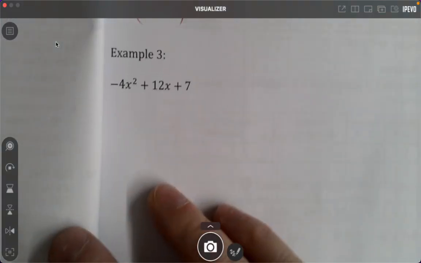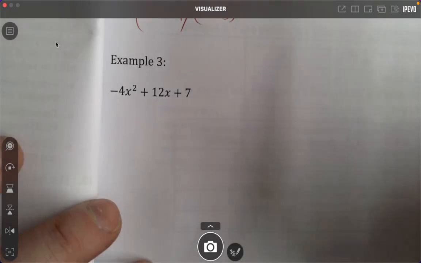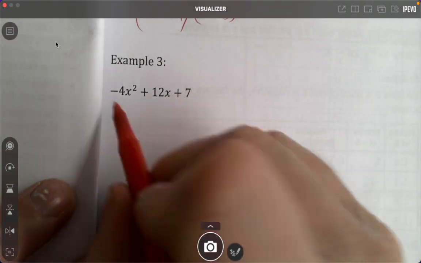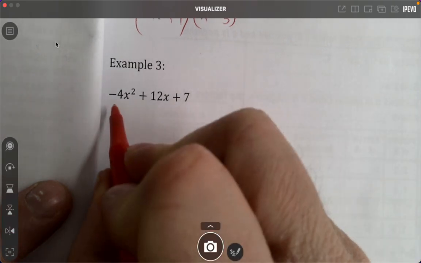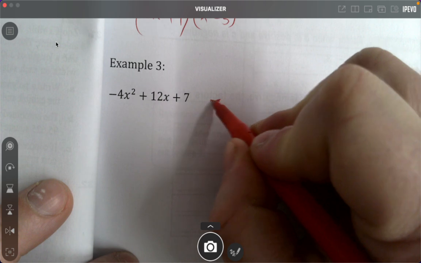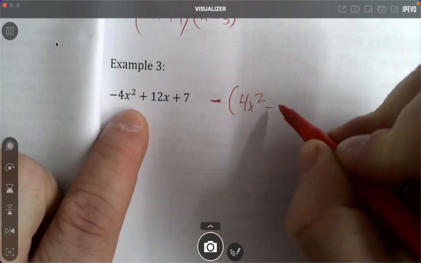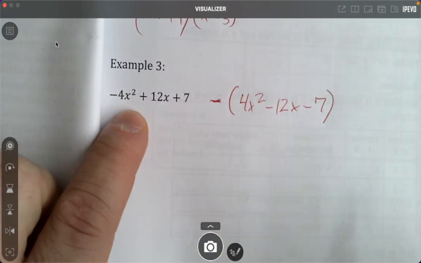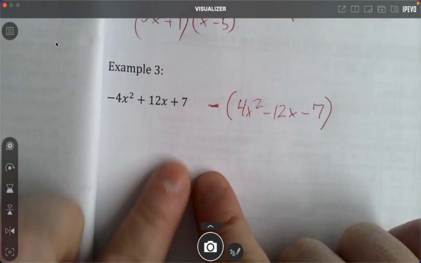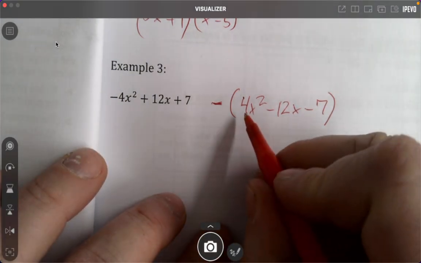Let's try this one. All right, so what gave me the heebie-jeebies, or my spider senses, was I saw this negative out here. Most people, before they start factoring, like to take that negative out and factor that thing right out, like this. So this would turn into 4x squared minus 12x minus 7. This negative will come along for the ride. That comes up later in quadratics, a helpful hint.